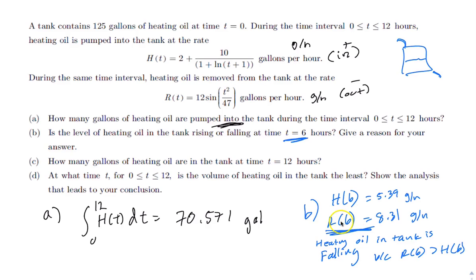Again, right? R of 6 is bigger, and that's the oil coming out, then H of 6 is oil coming in. So that's why it's falling. Now let's talk about C. How many gallons of heating oil are in the tank at time t equals 12?